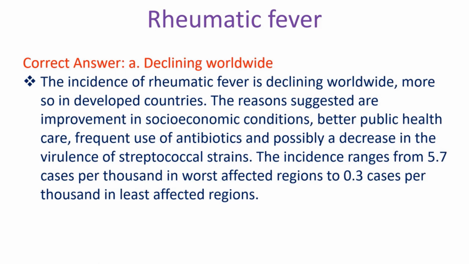The incidence of rheumatic fever is declining worldwide, more so in developed countries. The reasons suggested are improvement in socio-economic conditions, better public health care, frequent use of antibiotics, and possibly a decrease in the virulence of streptococcal strains. The incidence ranges from 5.7 cases per thousand in the worst affected regions to 0.3 cases per thousand in the least affected regions.